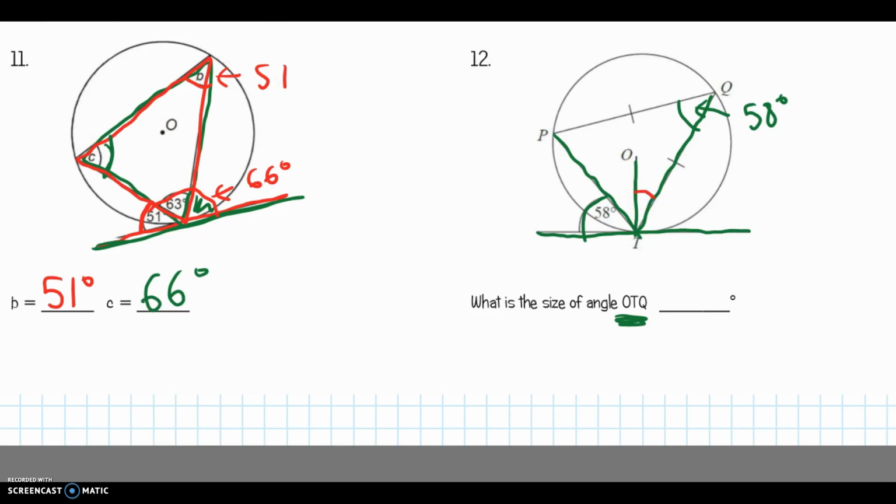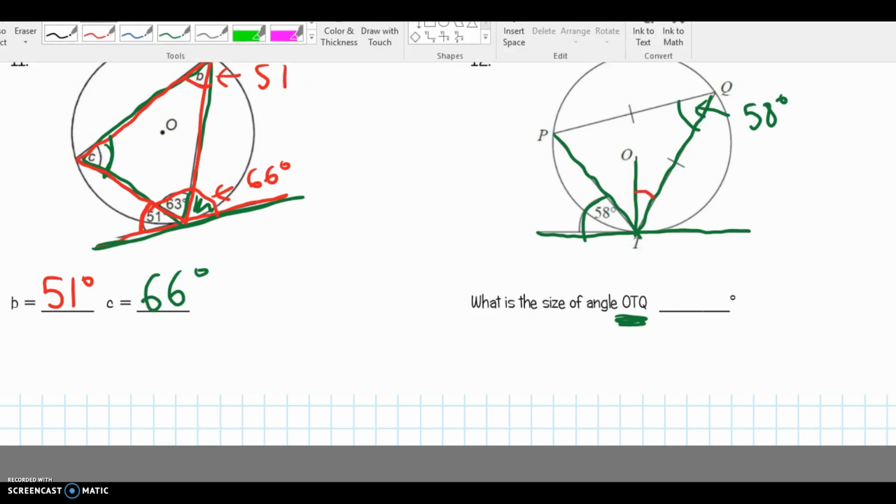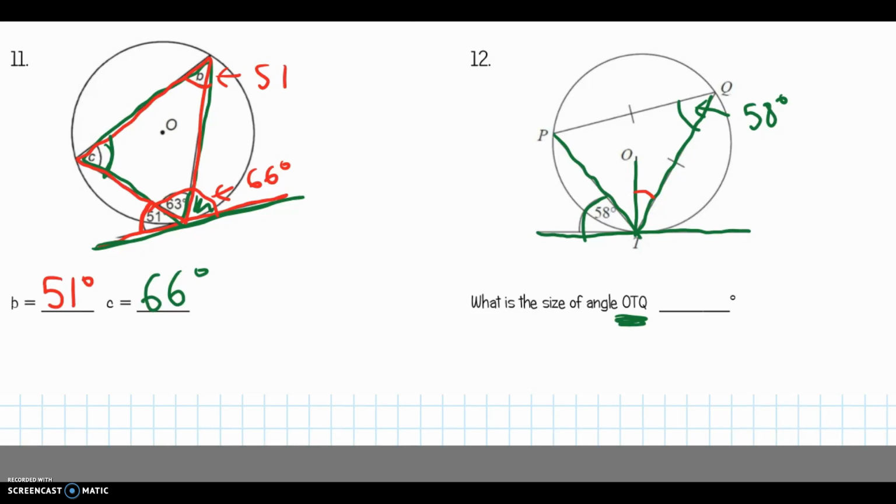Put it in red. So if I know that this angle at the top is 58, and these two lines are the same length, so it's an isosceles triangle, I can do 180, take away 58, 122, divide that by 2, each of these angles must be 61 degrees. So that's 61, so this whole angle here must be 61 degrees.